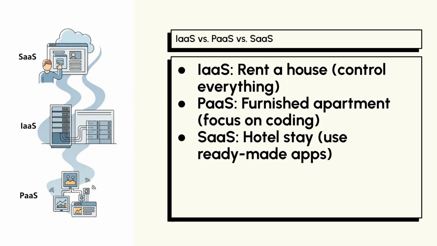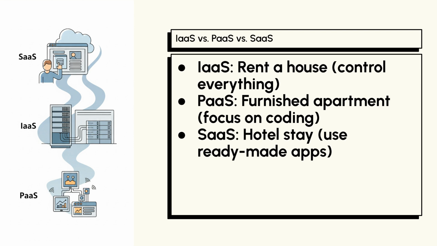So how do they compare? Think of IaaS as renting a house. You control the whole setup. PaaS is like a furnished apartment, giving you tools to create without the hassle. SaaS is a hotel stay. Just show up and use the app. Each type serves different needs, from building custom systems with IaaS to running ready-made software with SaaS.